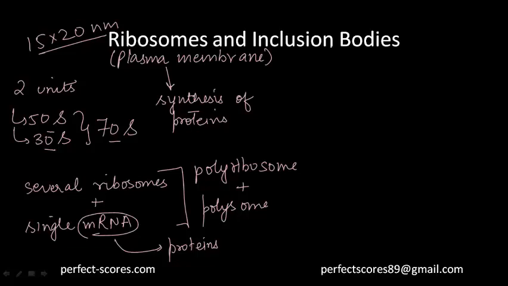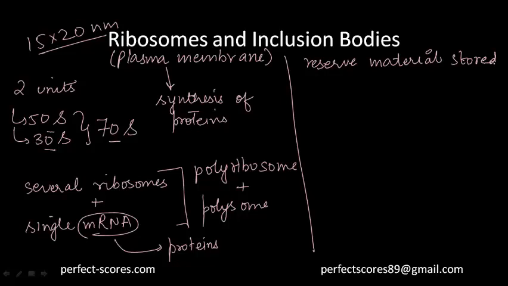And then comes the second part, which is inclusion bodies. Now this is just a reserve material that is stored. The excess material storage is done in these inclusion bodies. They do not have any membrane, they are just free lying in the cytoplasm.